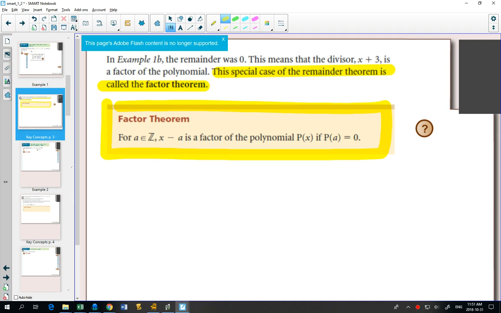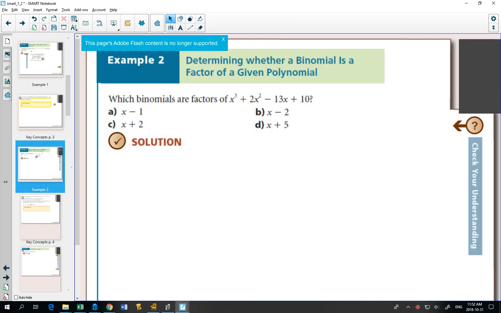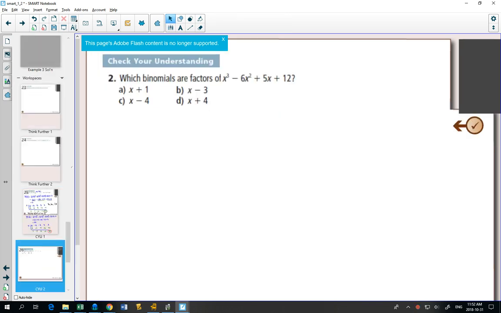And this is starting to lead us into the idea, how are we going to factor things bigger than x squared? How are we going to quickly be able to find out if something is a factor? So we can look at example 2. And we can find out which of these are factors.